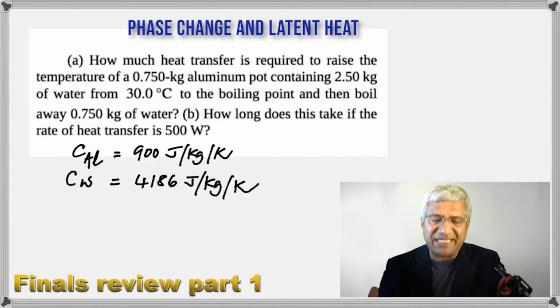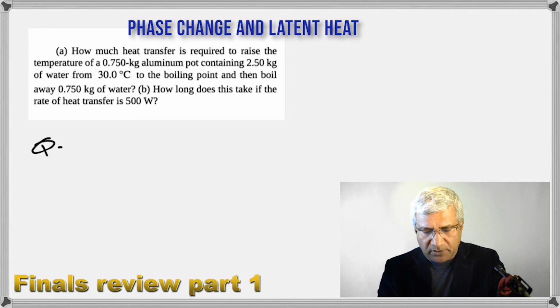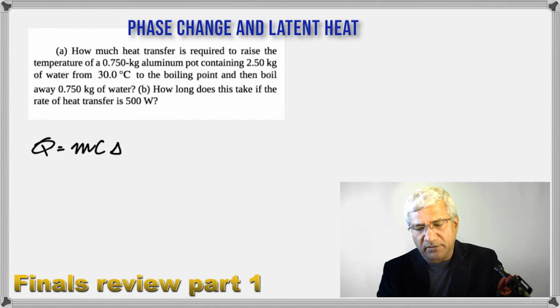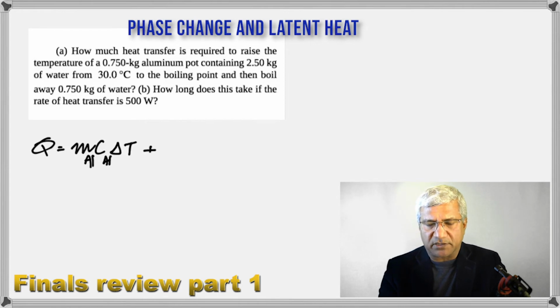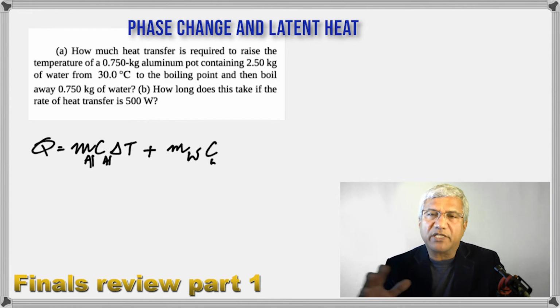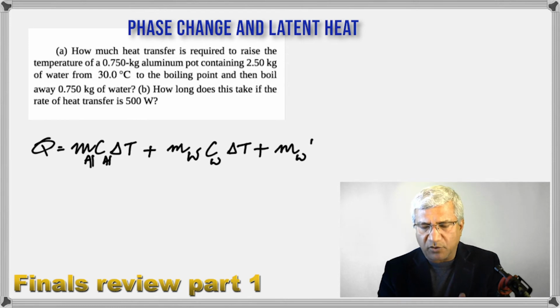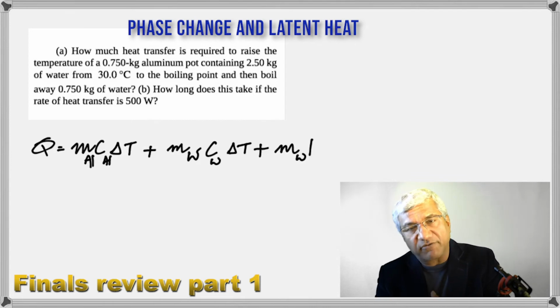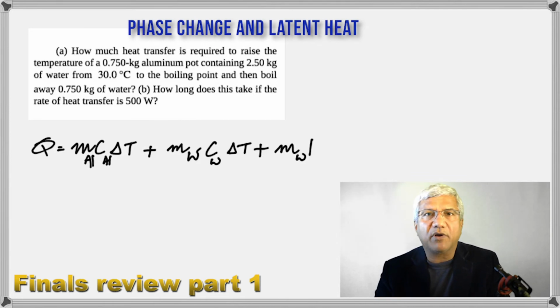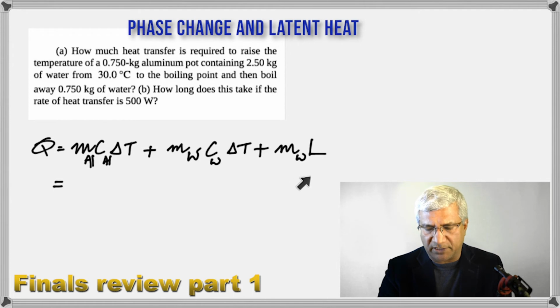Since both have to be heated, let's first find the quantity of heat required to heat aluminum. So that's the mass of aluminum. I'm doing it together. Then you have the quantity of heat required to heat water. And then you have a third part where you have to boil away the water. That's a phase change. That's why the formula now only has mass times latent heat.